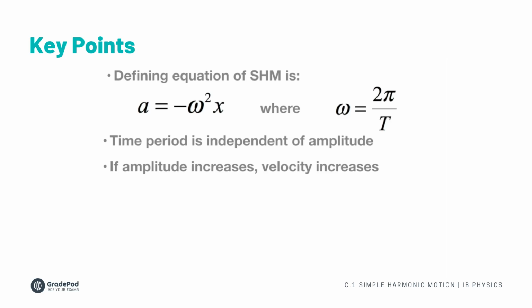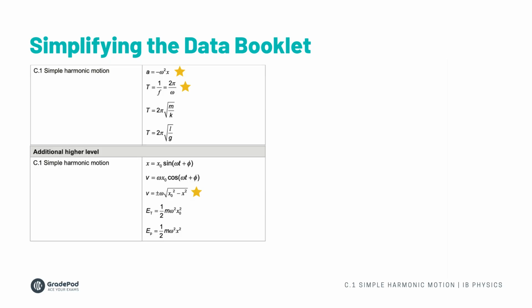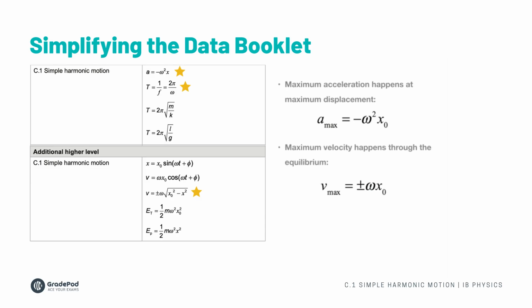Now, if I go to the data booklet for simple harmonic motion, there are so many equations and they look really complicated. But in fact, there are only 4 that you really need to be comfortable with, and the rest can be managed on the day. The first one, omega equals 2 pi over T, you should be comfortable with and should be able to calculate. That should be a basic requirement for you. The second one is the defining equation of SHM, and again, you should be able to use that on basic problem solving.